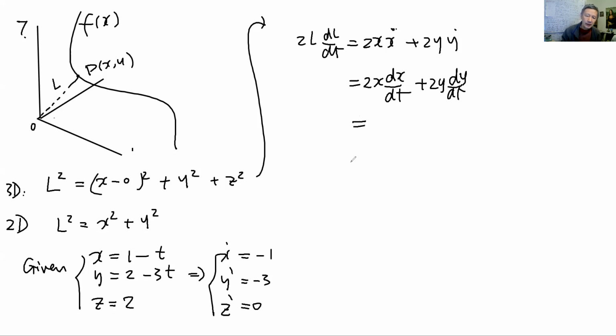What is dx/dt? It is -1. So 2x times that, plus the dy/dt term, which is -6y. And this is our first derivative. To make dL/dt equal to 0, this must be 0. Why do we want it equal to 0? To find the minimum. For the distance at the minimum, the first derivative will equal 0.